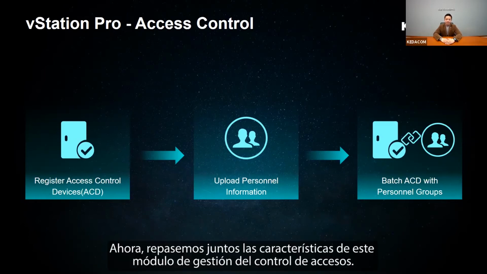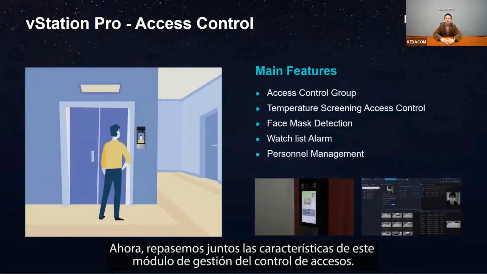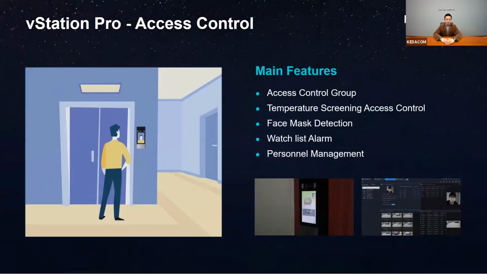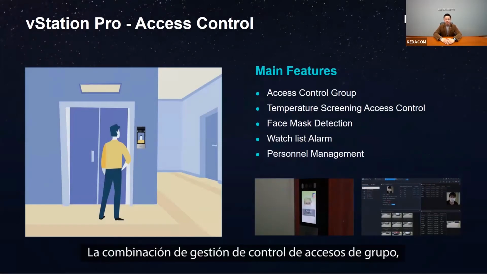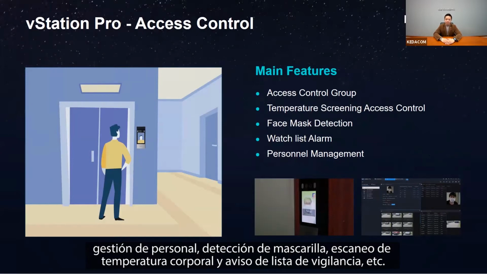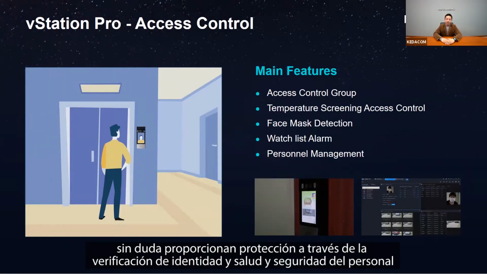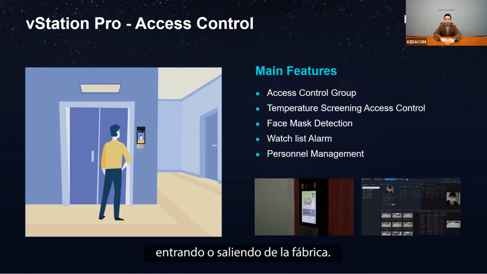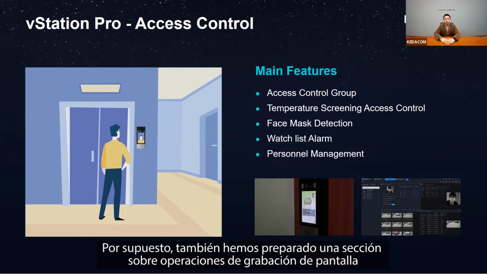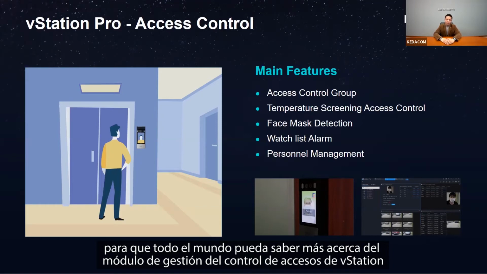Now, let's review together the features of this access control management module. The combination of access control group management, personnel management, mask detection, body temperature screening, and watch list warning, etc., undoubtedly provide protection for the identity verification and health and safety of personnel entering and exiting the factory. Of course, we have also prepared a section of operation screen recording to let everyone know more about the VStation's access control management module.